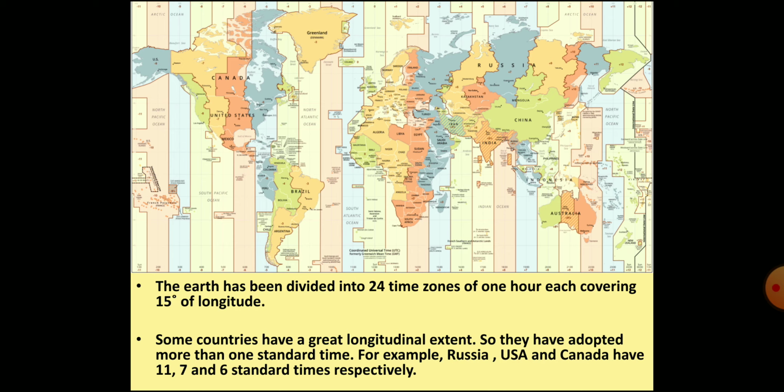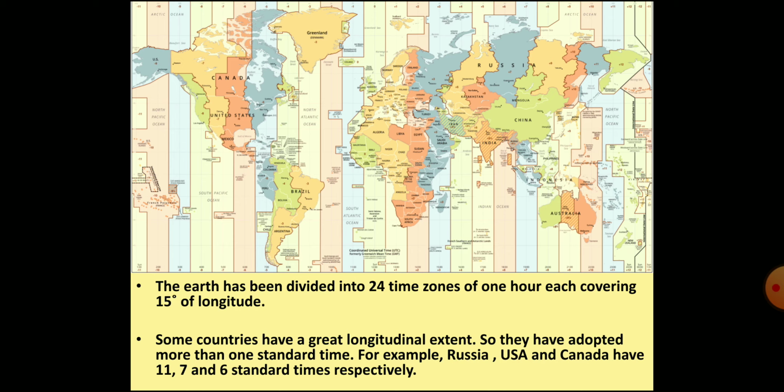+1 means the time zone is 1 hour ahead of Greenwich time, and the time zones to the west of Greenwich are indicated with a minus sign. This indicates that the time zone is behind Greenwich time. For example, -3 time zone will be 3 hours behind Greenwich time.